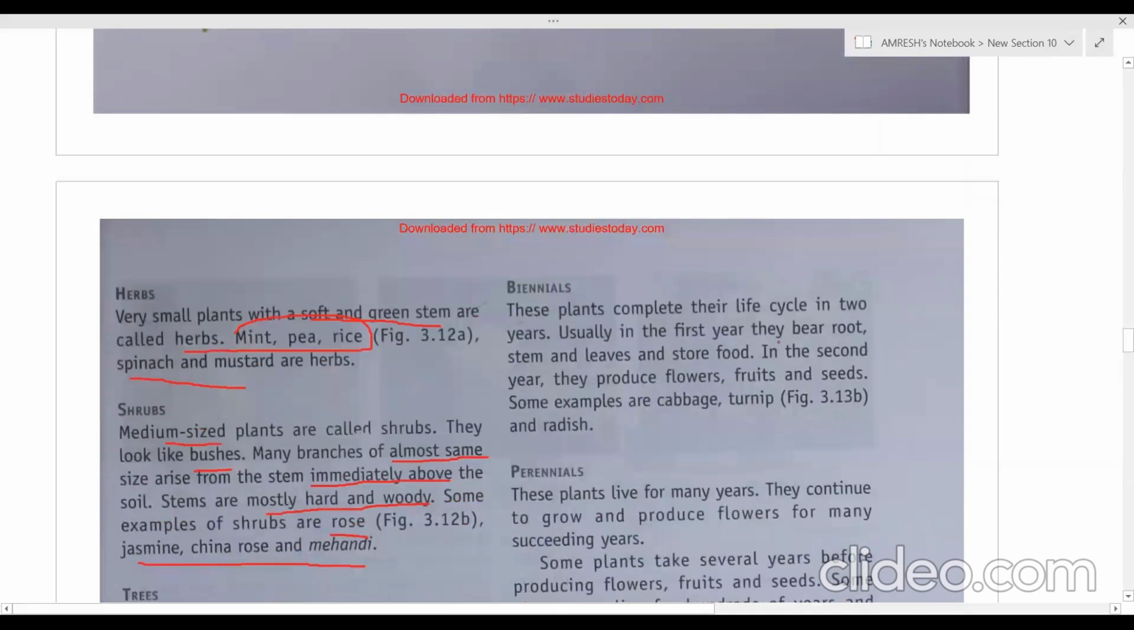Biennial means they complete the life cycle in 2 years. Usually in the first year they bear root, stem, leaves and store food. In the second year they produce flowers, fruits and seeds.